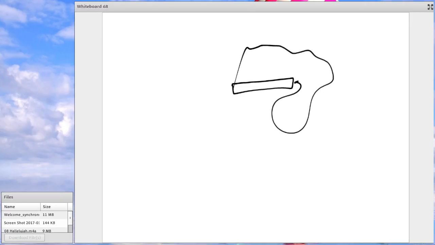Diamagnetic means there's no magnetic field, so they're not magnetic at all. And the ferromagnetic ones are permanent magnets.